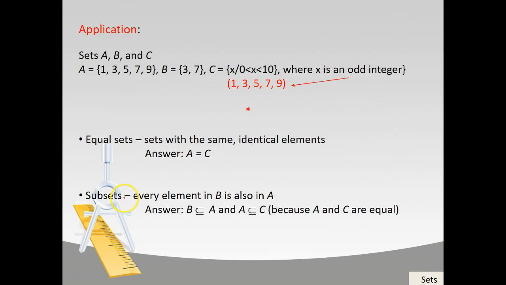Subsets. A subset is when every element in B is also in A. So let's take a look at B. B is the numbers 3 and 7. 3 and 7 are also in A. So you could answer this, B is a subset of A, or you could say A is a subset of C, because we have already identified that A and C are equal, and equal sets can also be subsets of each other.